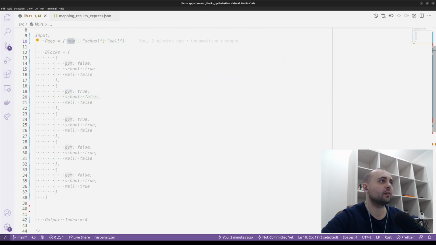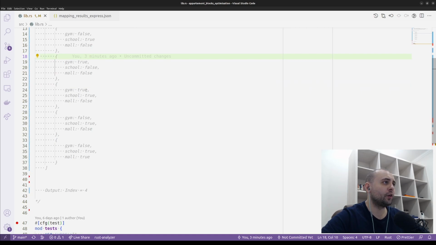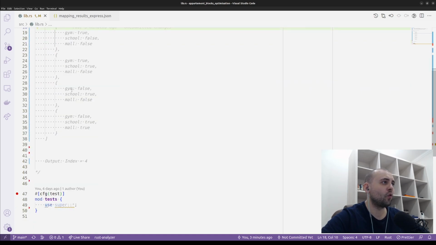Given the list of the requirements, if we have three requirements here, we are expecting to have three assets in the JSON format, like a flag, so like booleans. So in our case, in the first block, we have just a school. The gym and the mall are false. After that, the second block will have only a gym. The third one will have a gym and a school. The fourth one will have a school. And the fifth one will have a school and a mall, yeah. So we'll have two assets.